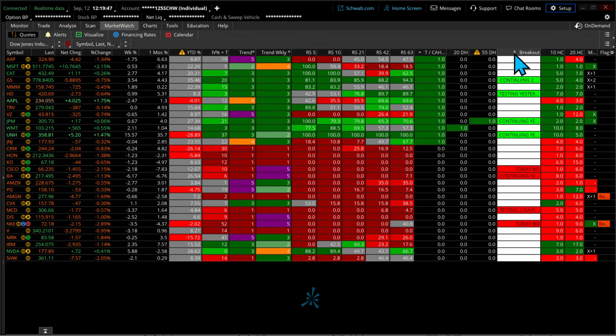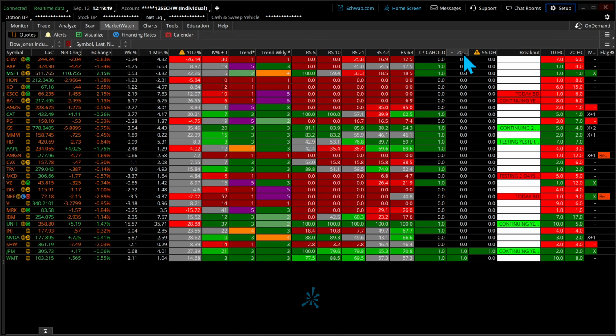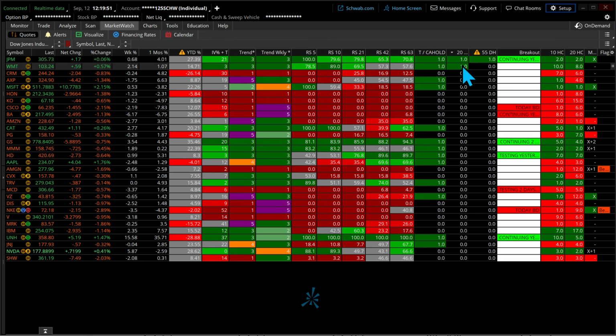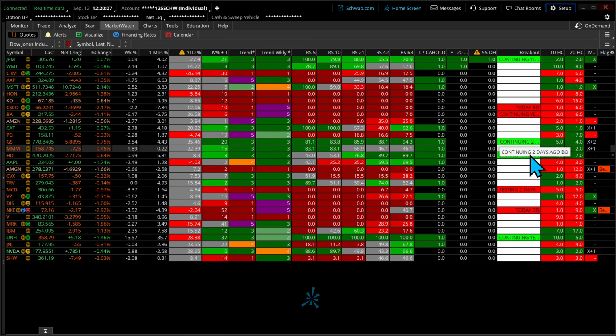Now you're also going to notice if we can go to where the 20-day high, think of that as a shorter term breakout. 55-day high would be an intermediate breakout. And that breakout script right there, that's going to really show us kind of where are the breakouts. Are they breaking out today? Are they a continuation from yesterday? Are they actually, for example, continuation from 2 days ago? Where are they in that breakout process?